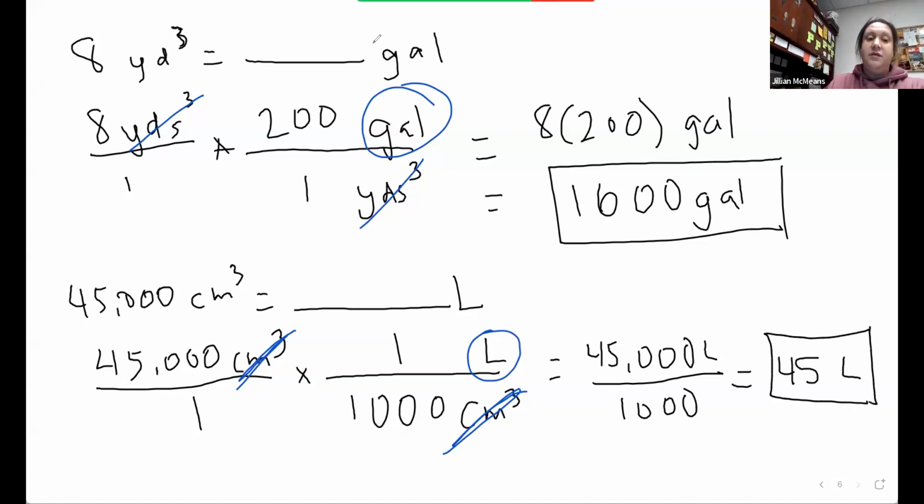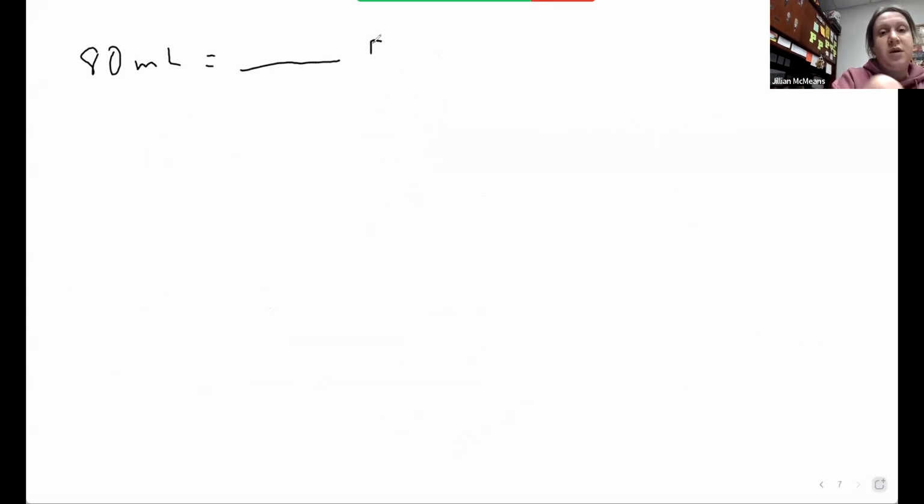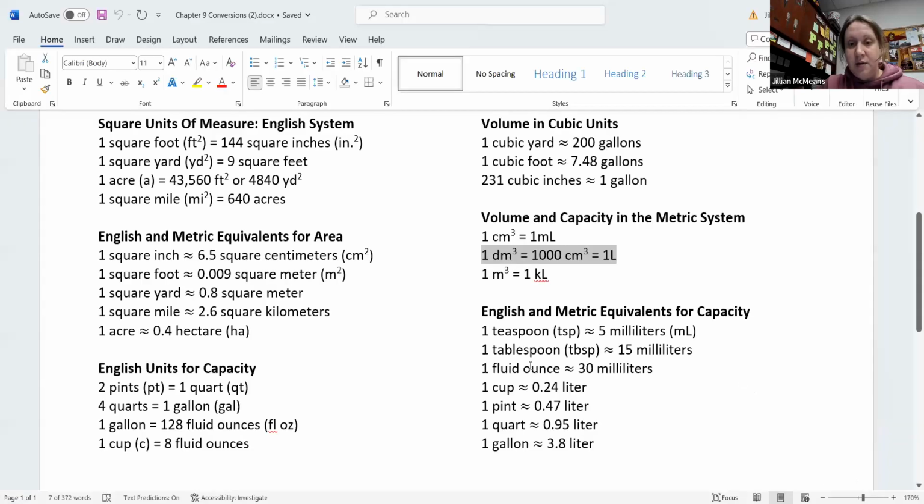So if you have some kind of container that holds 45,000 cubic centimeters, it would also hold 45 liters of whatever fluid. All right, let's look at 2 more. All right, so let's say we have 80 milliliters to fluid ounces. So we've already done one like this, but nothing like a lot of practice to help you learn something. So we're looking for milliliters to fluid ounces, and we have it right here.